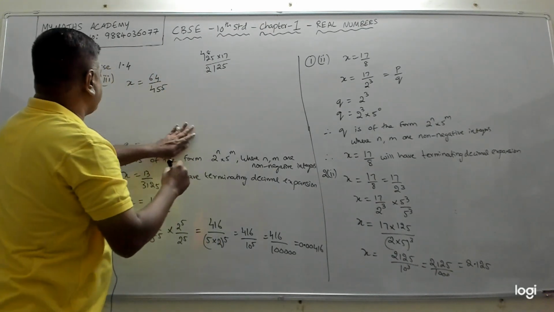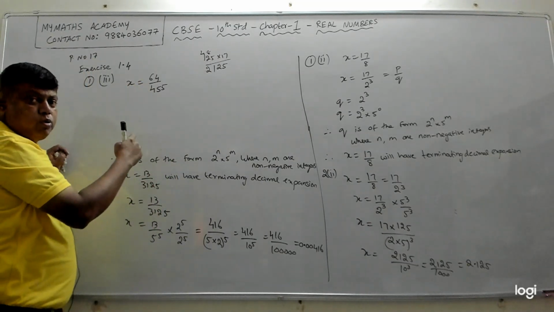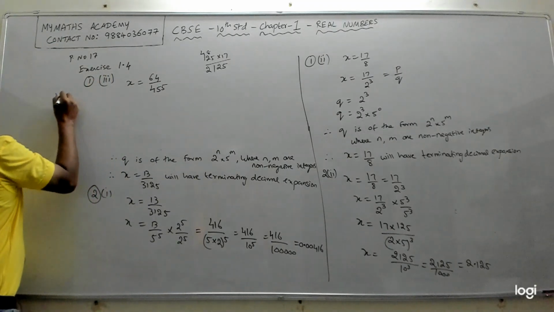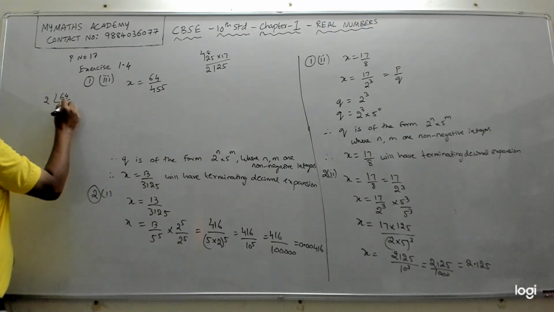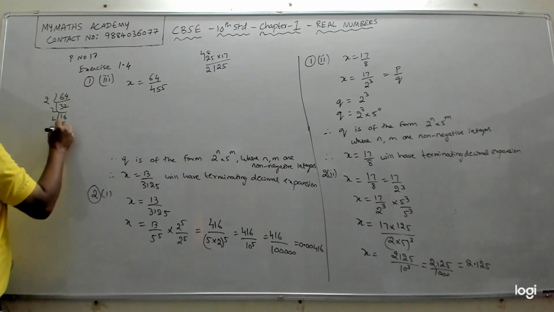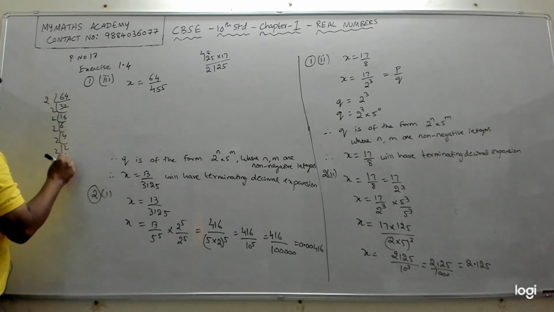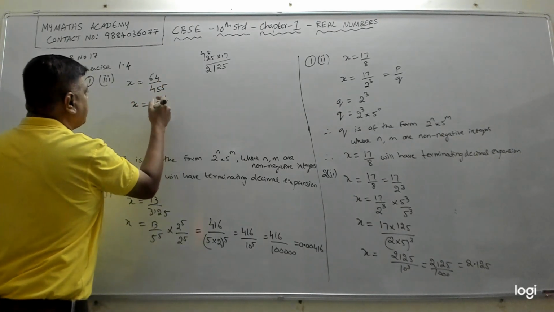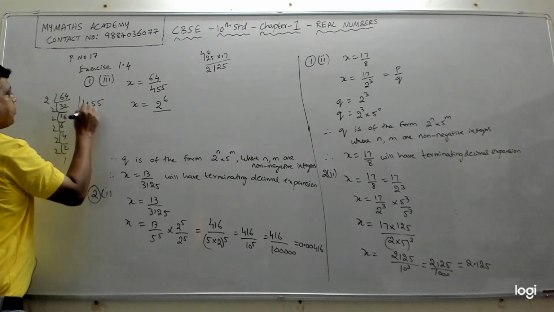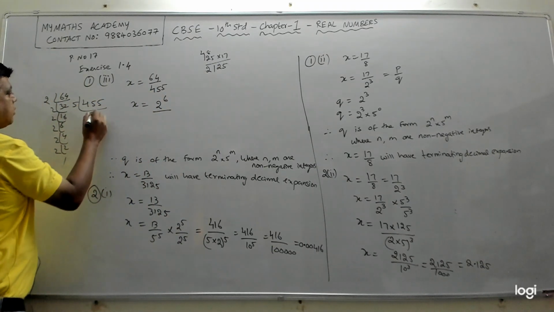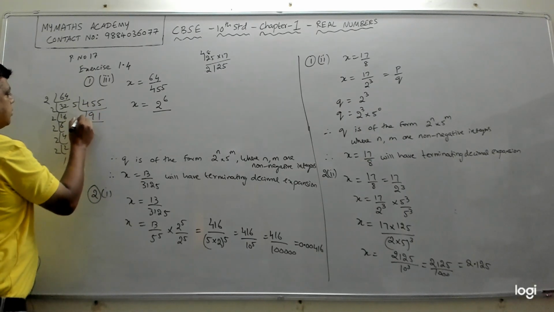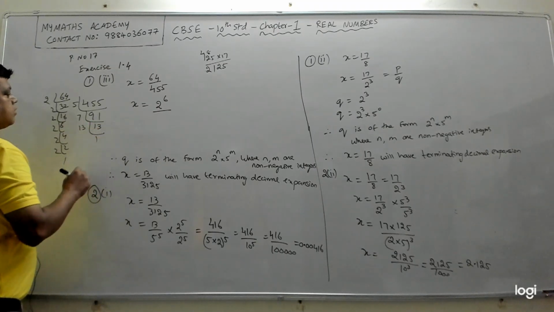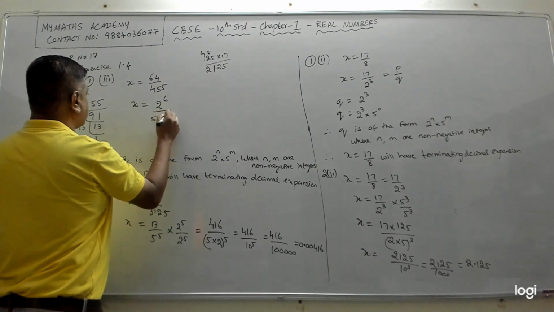Now first step, what should we do? We should convert the given two numbers into prime factorization form. 64 can be written as 2 power 6, since there are 6 twos. So x becomes 2 power 6 by 455. Let's do prime factorization of 455. It becomes 5 into 7 into 13.